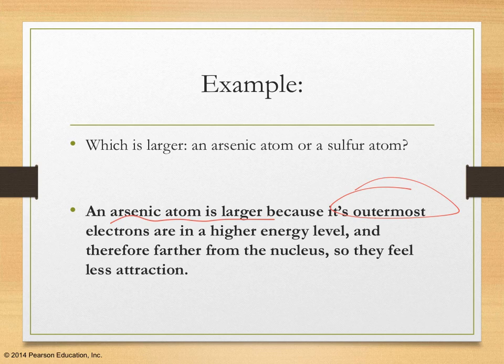Every single trend going from top to bottom down a group, every single trend can be explained by saying the outermost electrons on the element that's closer to the bottom of the periodic table are in a higher energy level and therefore farther away from the nucleus.